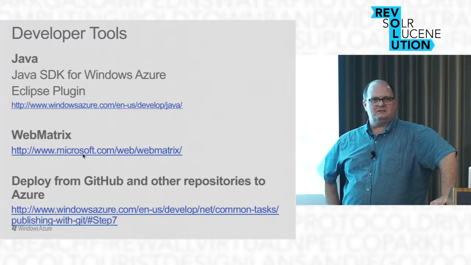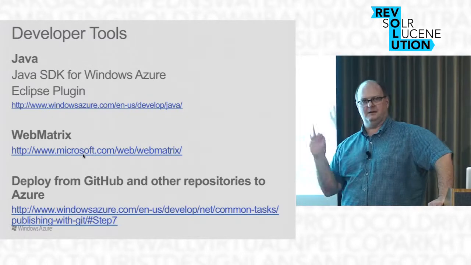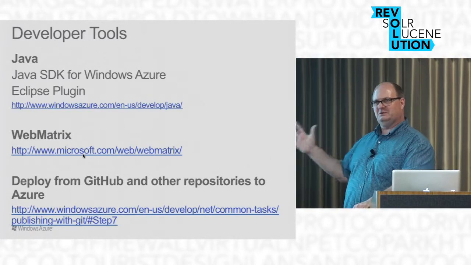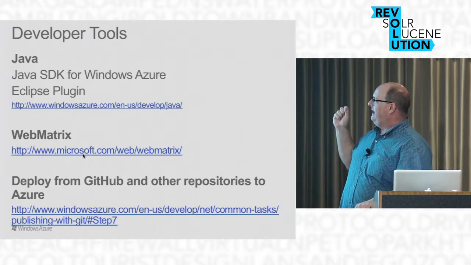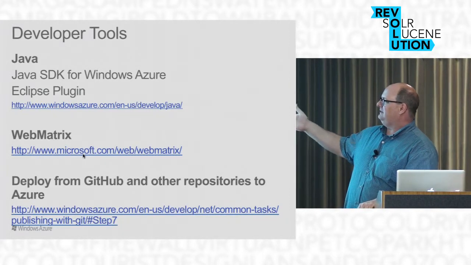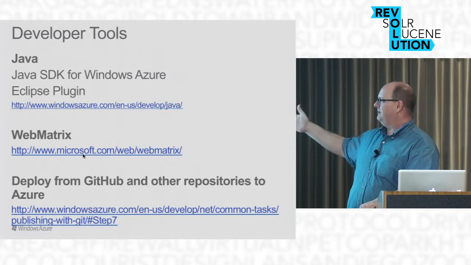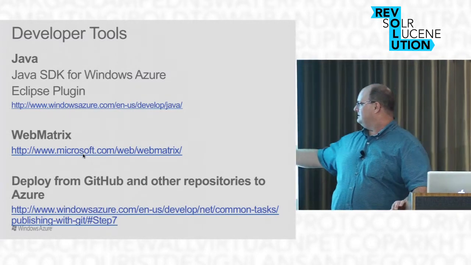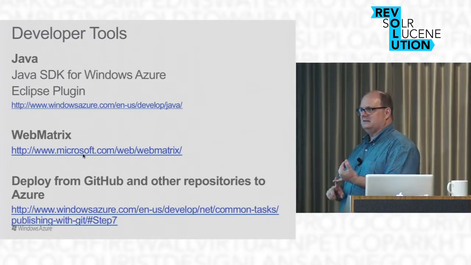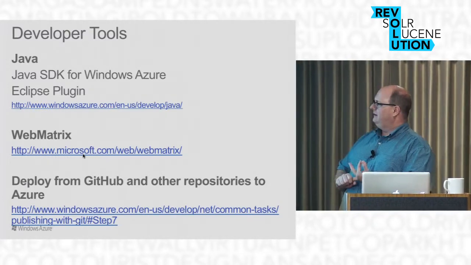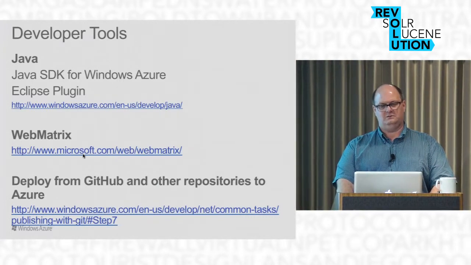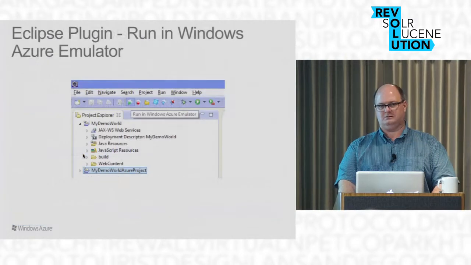Who's heard of WebMatrix? Couple people. That's actually more than normal. So we have WebMatrix. This is our own free tool that we built for PHP and some other languages, and you can actually deploy from GitHub as well from that. And there's an article here, a great article about deploying from GitHub using some of our tools, using other tools, including Visual Studio, and how to actually publish things to Windows Azure from GitHub and other repositories.